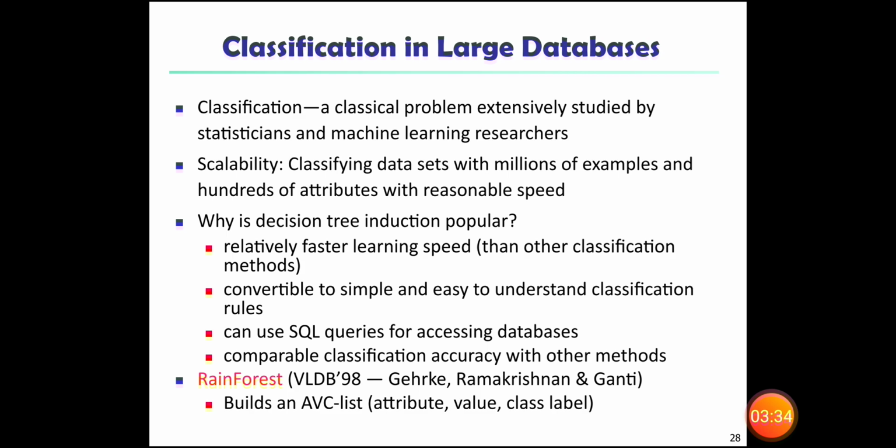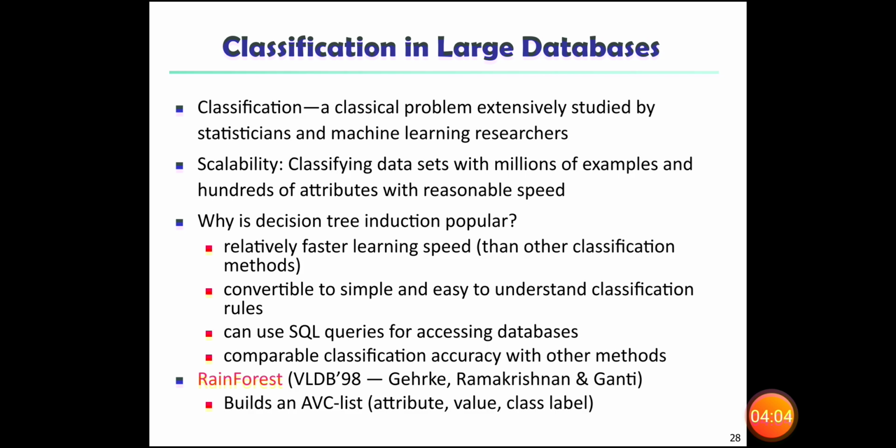The second one is scalability. Scalability in the sense that we apply the classification to a large data set with millions of examples and hundreds of attributes with reasonable speed. So we can apply this classification in a large database with reasonable speed. By that we can scale our classifications.